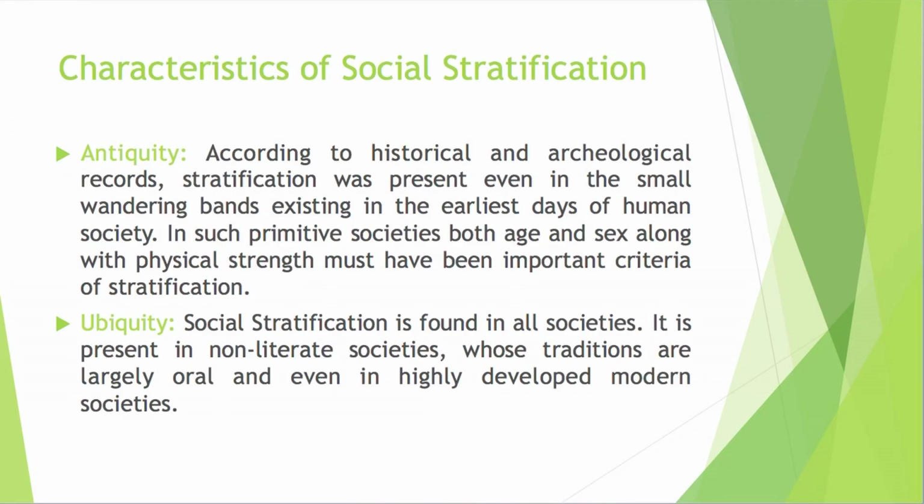First is antiquity, which means that it is an ancient social system. According to archaeological records, stratification was present even in the small wandering bands existing in the earliest days of human society. In such primitive societies, both age and sex along with physical strength must have been important characteristics of social stratification. Then ubiquity. Social stratification is found in all the societies. It is present in non-literate societies where tradition is largely oral, and it is also present in highly developed and complex societies.